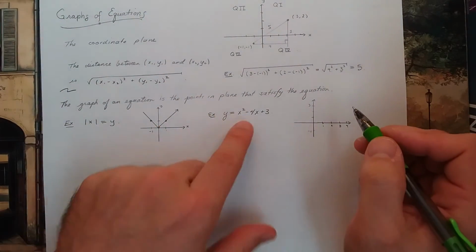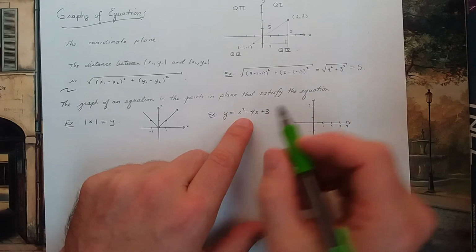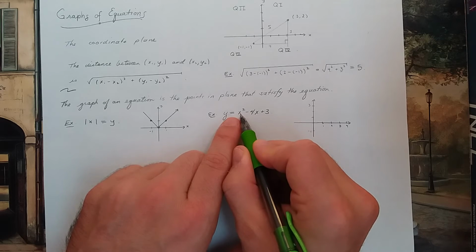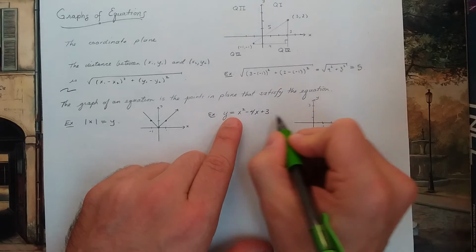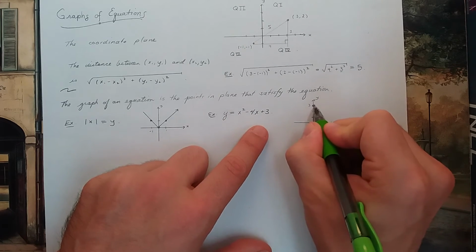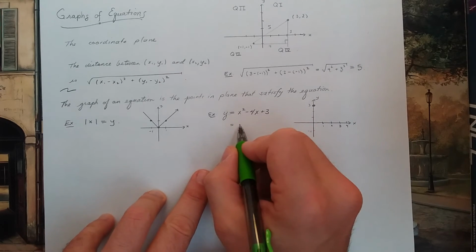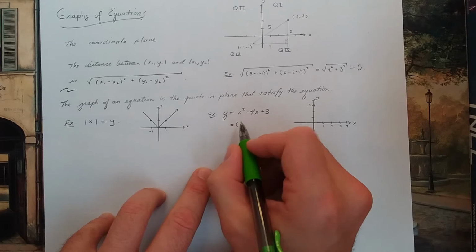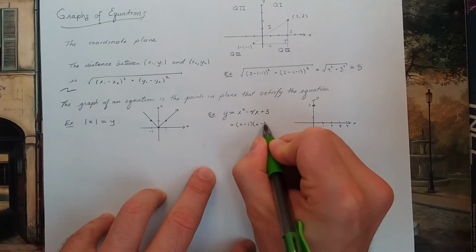Now to plot this function, you could, of course, plot a bunch of different points. Plug in various x values. For example, if x is equal to 0, the height y would be 3. So this point is on the graph. Alternatively, I could factor or use the quadratic formula to see that this equation can be written as x minus 1 times x minus 3.